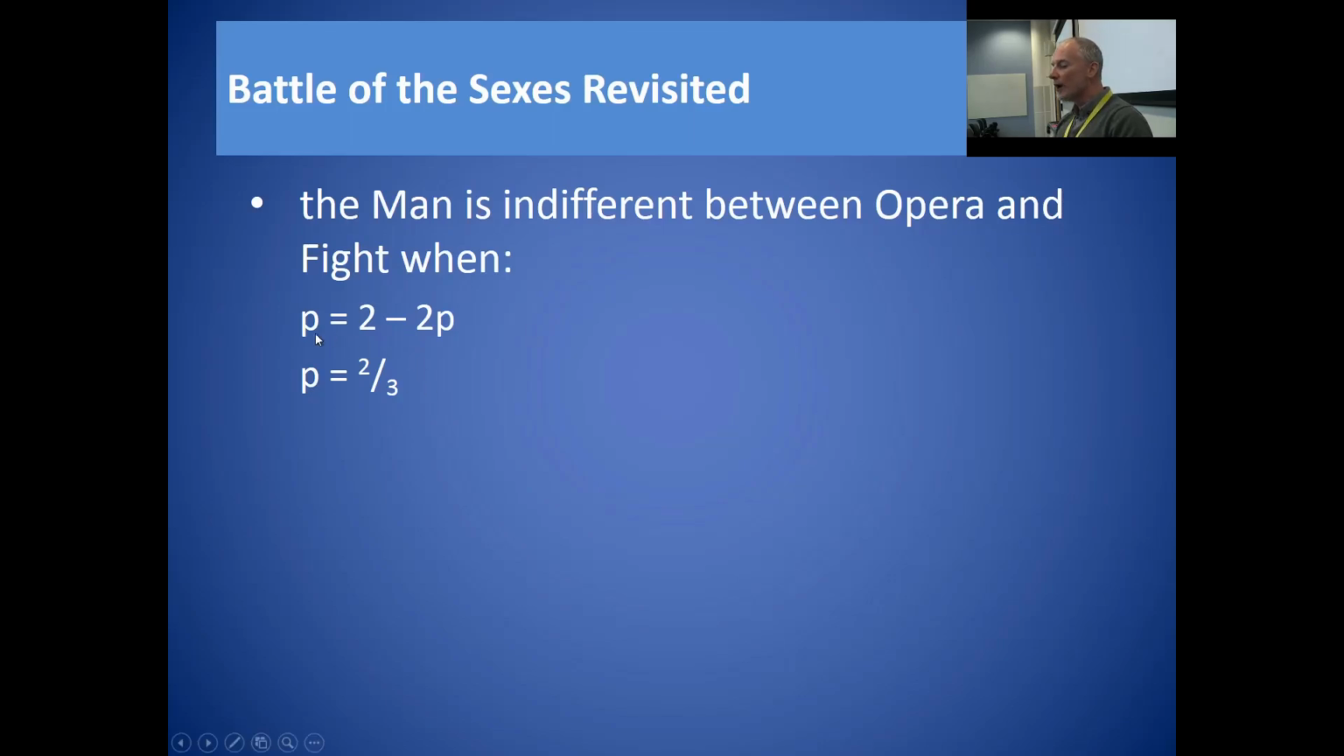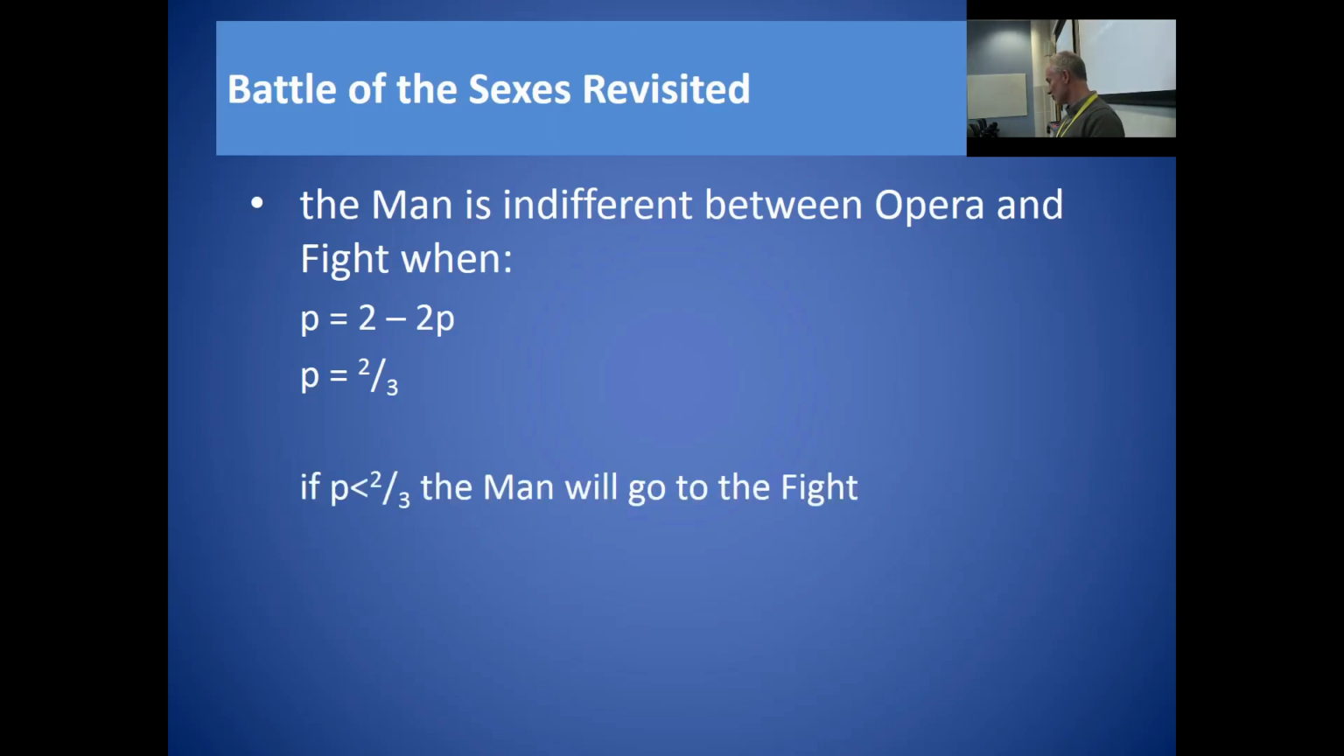So, what does P equals 2/3 mean? When the woman goes to the opera with a probability of 2/3, the man is indifferent over what he chooses to do, because the expected payoffs are the same. However, when P is not exactly equal to 2/3, he won't be indifferent. If P is less than 2/3, let's take 0 for example, if you plug 0 in, opera gives a payoff of 0, prize fight gives a payoff of 2 minus 0. So, prize fight gives a higher payoff, and so that's what the man will always choose.